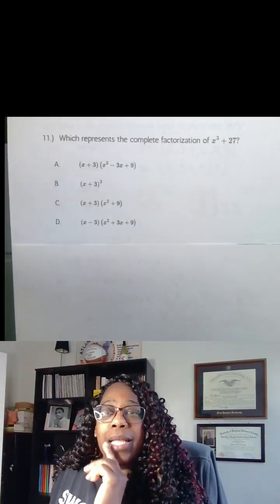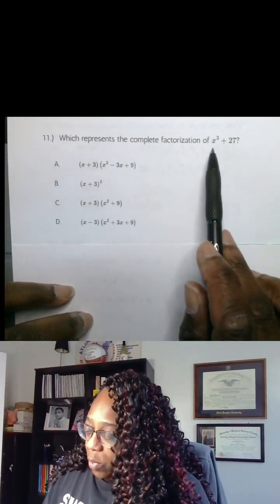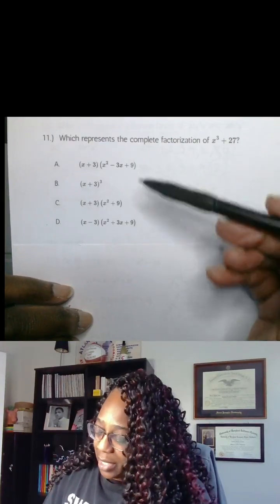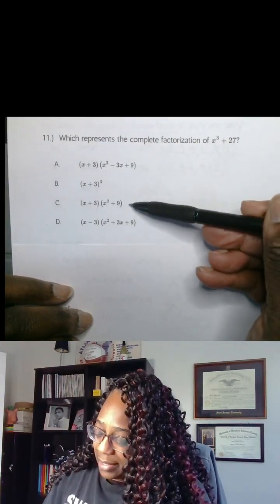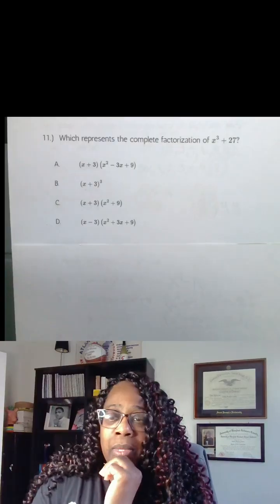Okay? But let's take a look. So we have that x cubed plus 27. So is it A, B, C, or D? Let me see what you guys can do.